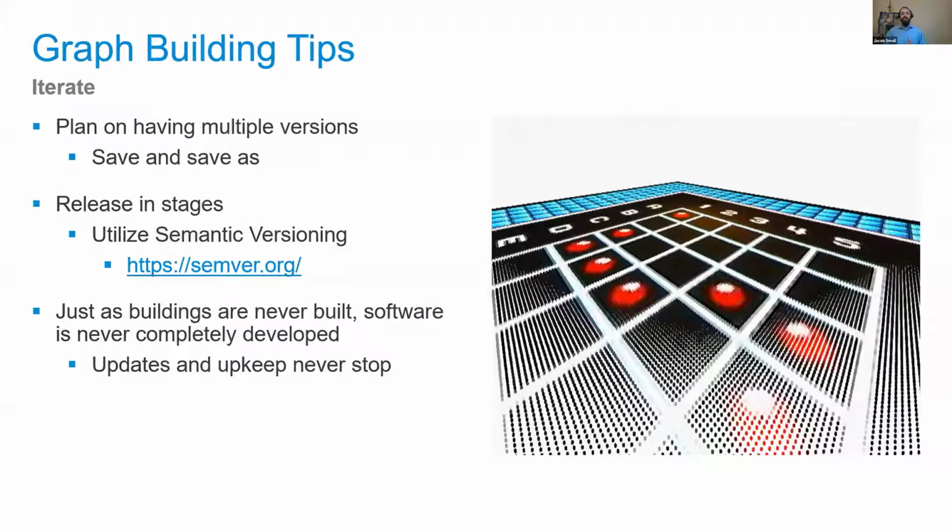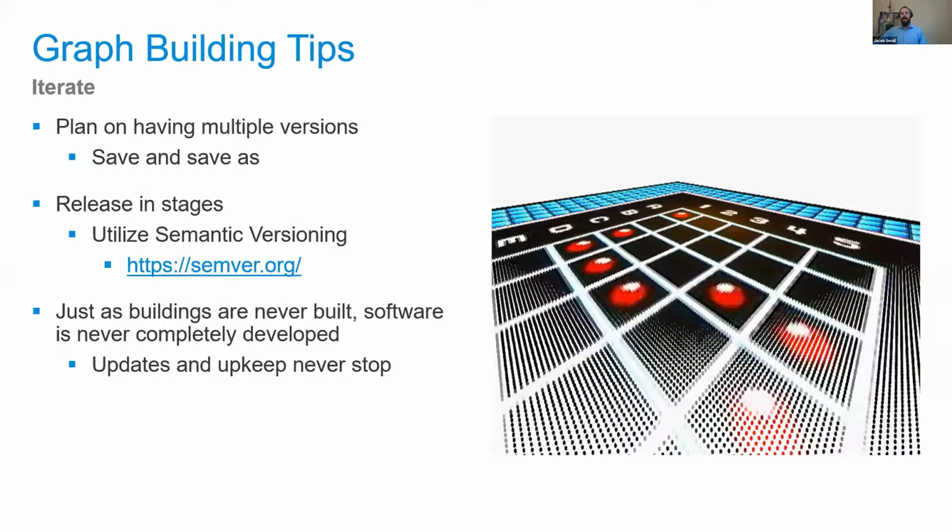So frequent save as is a big part of software development. Plan on releasing things in stages. Semantic versioning really helps. You can go to semver.org to get some information there. Upkeep on all your graphs is also going to be ongoing, right? So you want to try to avoid accumulating too much technical debt, but accumulation of that technical debt is going to be just a given. It's going to happen. Learning how to deal with that is an entire separate hour-long course in and of itself, probably even longer than that.